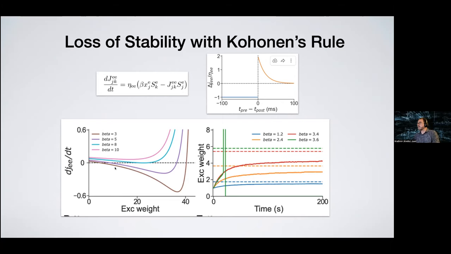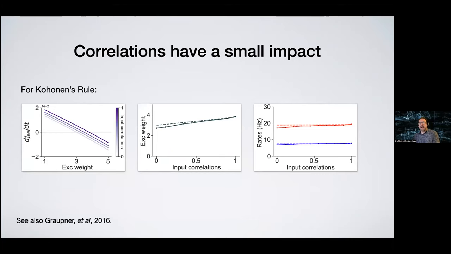Correlations have small impact. Let me skip that because I'm running a little behind. I'm just going to say that in this case, most of what works here is determined solely by the rates. You can almost completely ignore the correlations and you'll get a pretty good approximation of what happens.